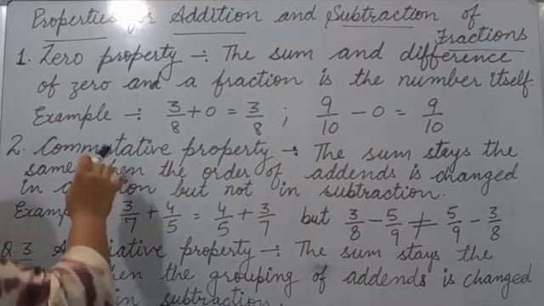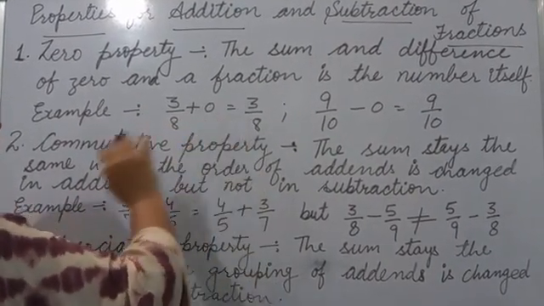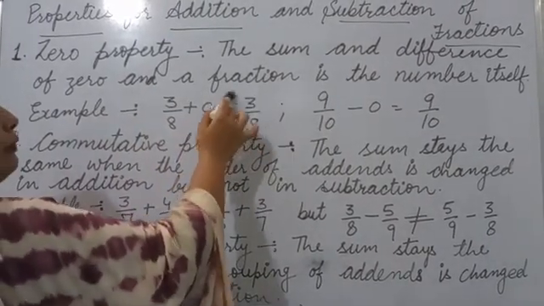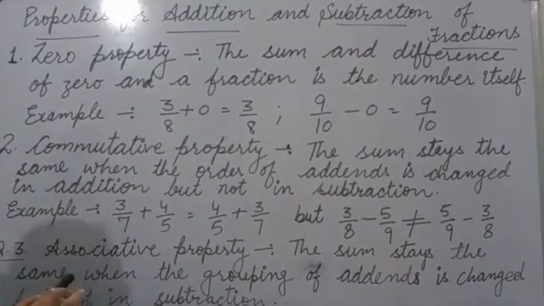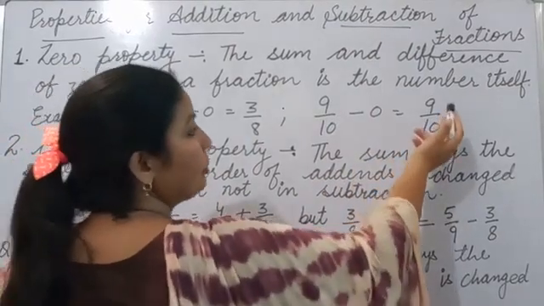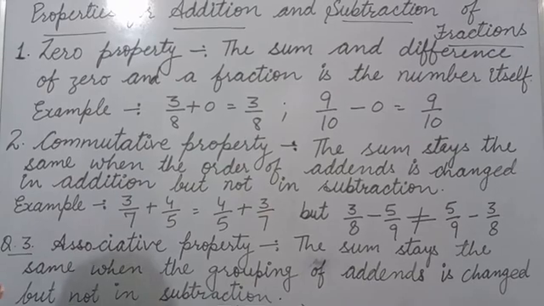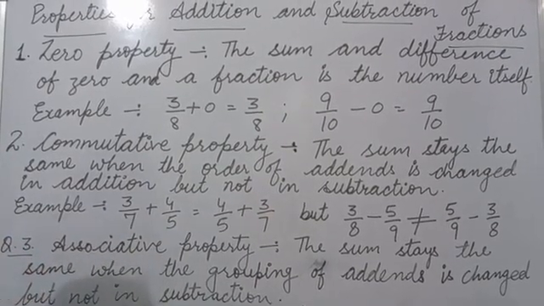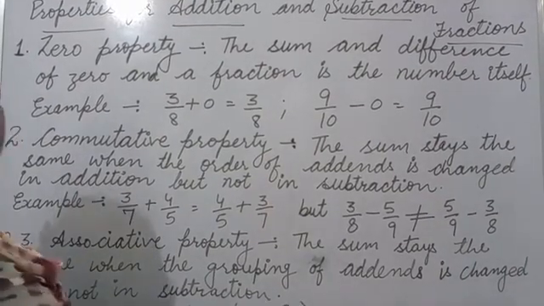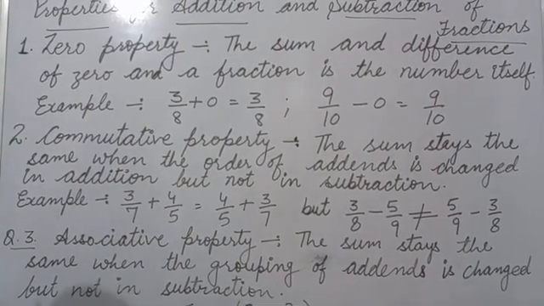Example: 3 upon 8 plus 0. We write 3 upon 8, because any fraction or number plus 0 is the fraction itself. Then 9 upon 10 minus 0, so we get 9 upon 10. So any fraction or number plus 0 or minus 0 gives us the fraction itself. Whether it is a number or a fraction, when we add 0 or subtract 0, we get the number as it is.